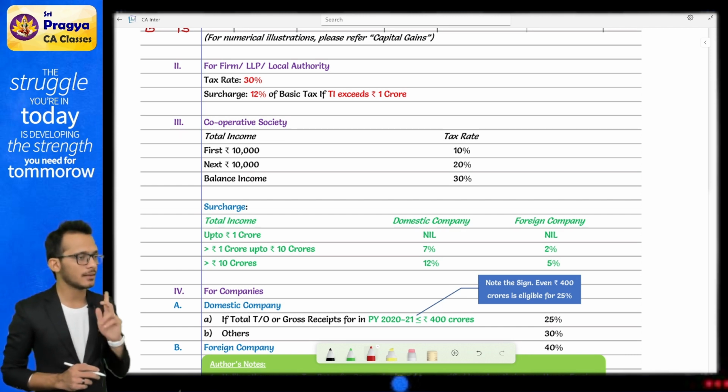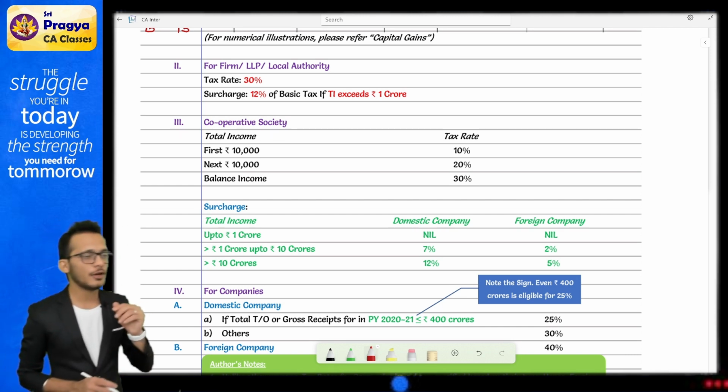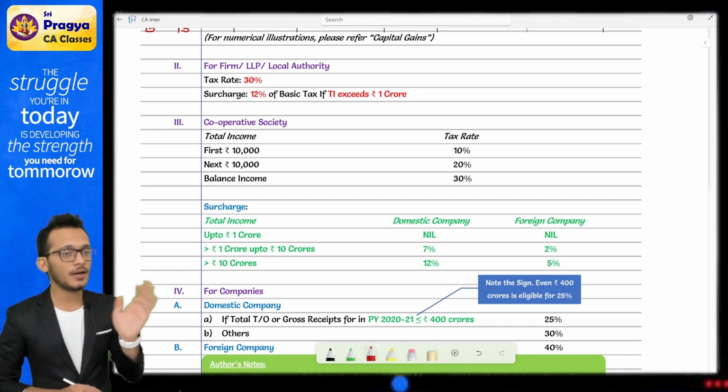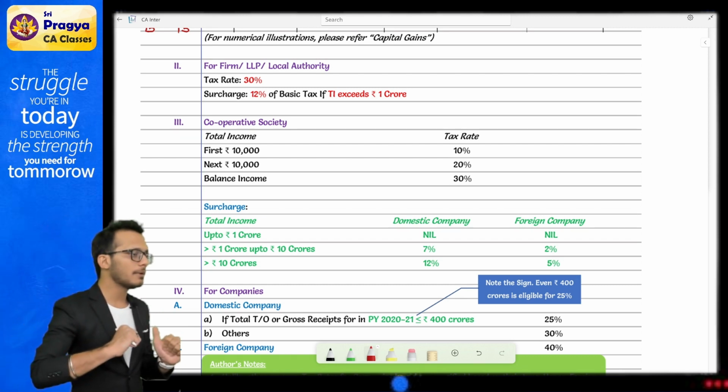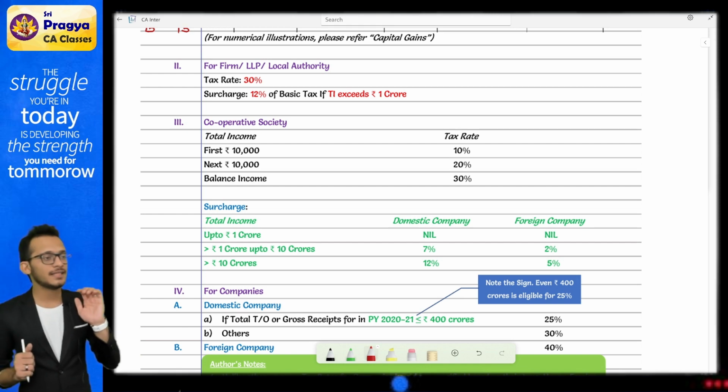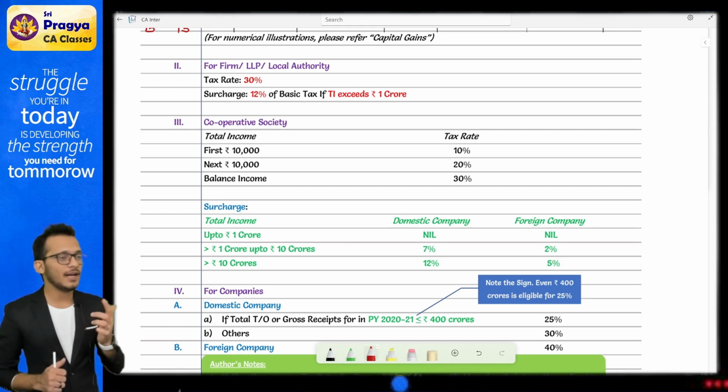It is the total income. If you are not a firm, you are a company. In case of a company, you have to split yourself into domestic and foreign company. Foreign company becomes 40. Domestic becomes 25 or 30.